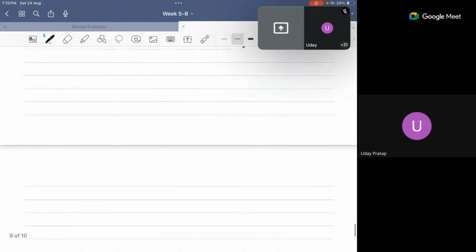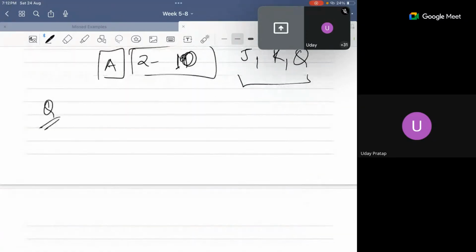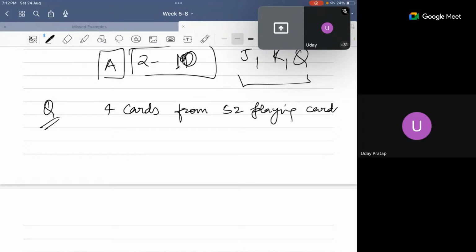Okay, from the cards itself, I'm just asking one question. In how many ways can you choose four cards from these 52 playing cards such that all four cards that you are choosing are from the same suit?